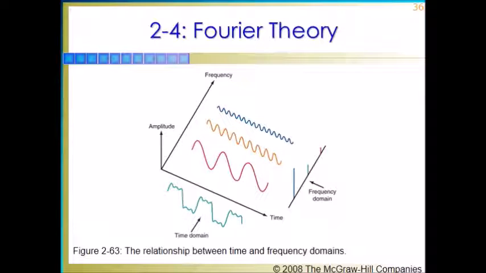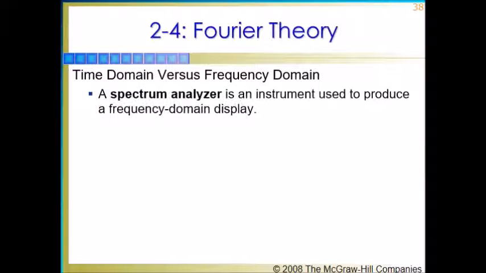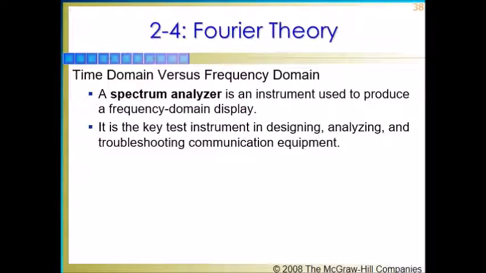You are already familiar with the oscilloscope, which displays the voltage amplitude of a signal with respect to the horizontal time axis. Here is figure 2-61, a common non-sinusoidal wave and their Fourier equations. The test instrument for producing a frequency domain display is the spectrum analyzer. Like the oscilloscope, the spectrum analyzer uses a cathode ray tube for display, but the horizontal sweep axis is calibrated in hertz and the vertical axis is calibrated in volts or power units or decibels. It is the key test instrument in designing, analyzing, and troubleshooting communication equipment.